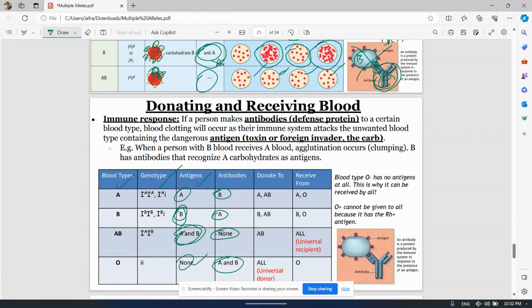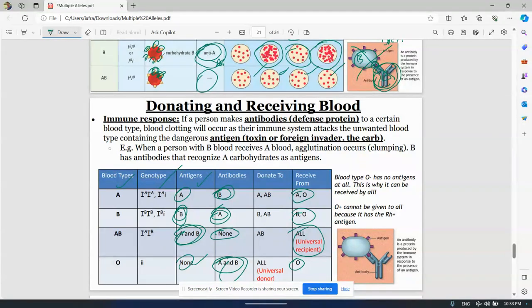And so basically, who are you able to receive from? If you're type A, you can just receive from A and O because you made antibodies that'll destroy B. If you're type B, you'll receive from type B and O because you made antibodies that'll destroy A. If you're type AB, you'll receive from everybody because you don't make any antibodies at all. If you're type O, you'll only receive from O because you made antibodies to A and B. You don't get along with anybody.